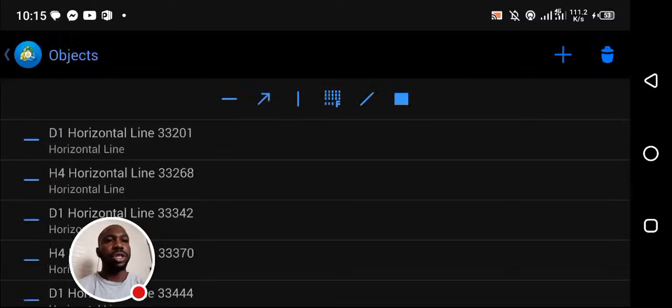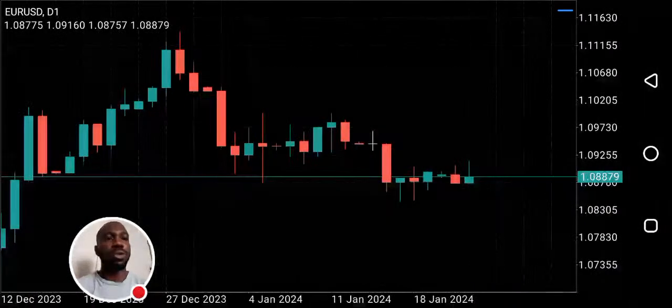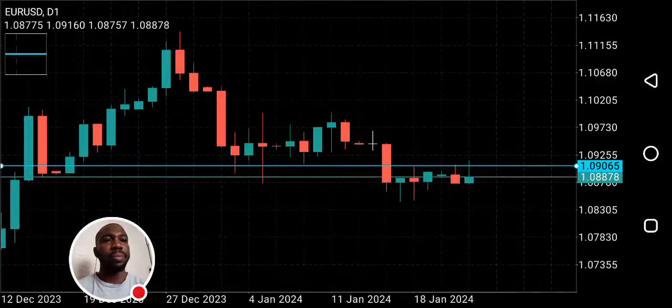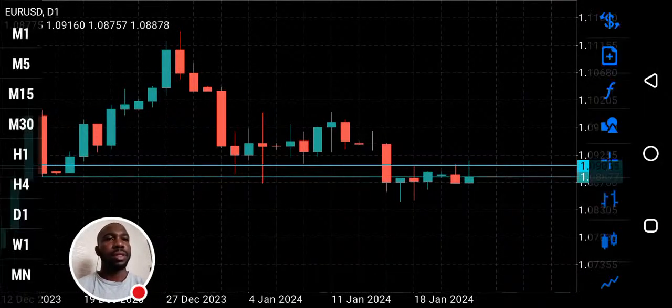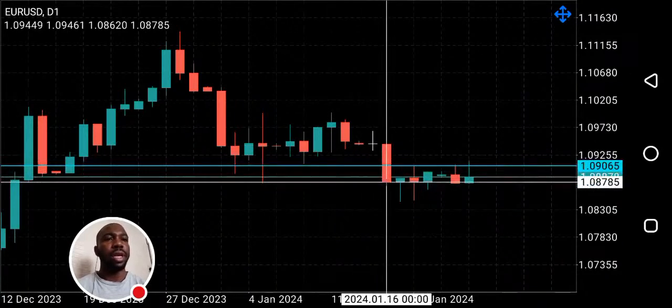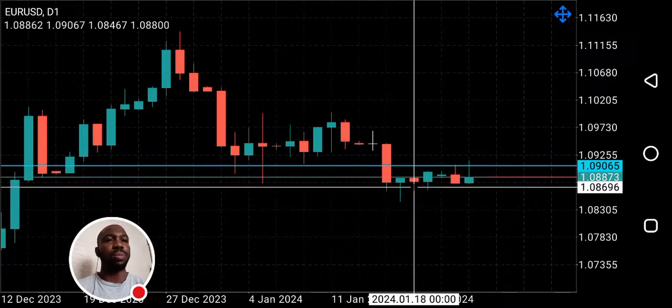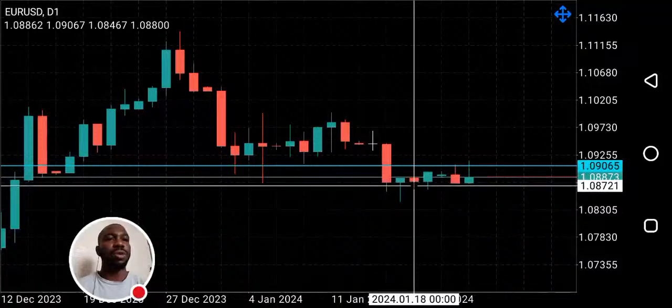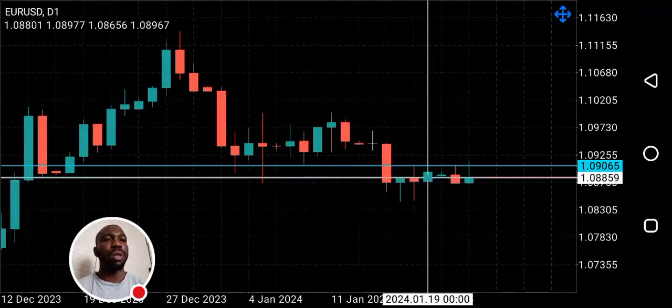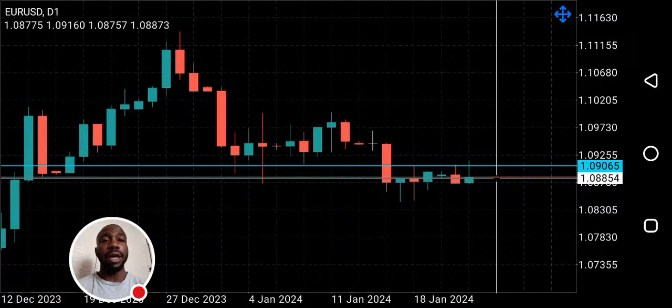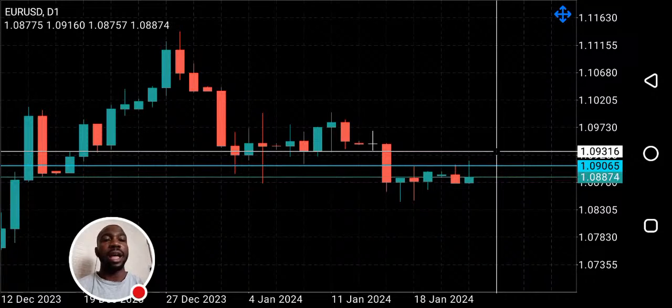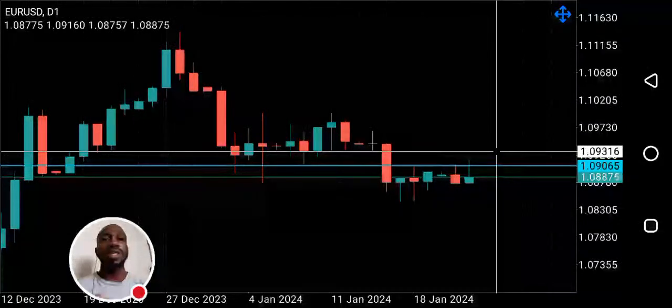Our first entry could be if a candlestick closes above this high. You can see the high of this spinning bottom. If a candlestick closes above the high of this spinning bottom, let's say a 4-hour or 1-hour candle closes above the high, that will be the best time to buy Euro USD.